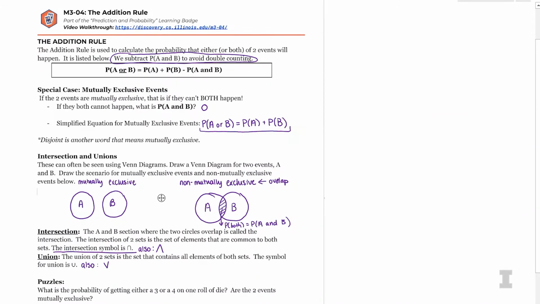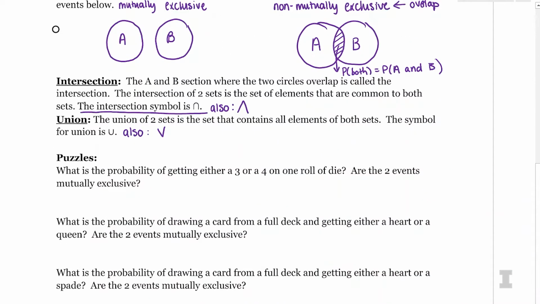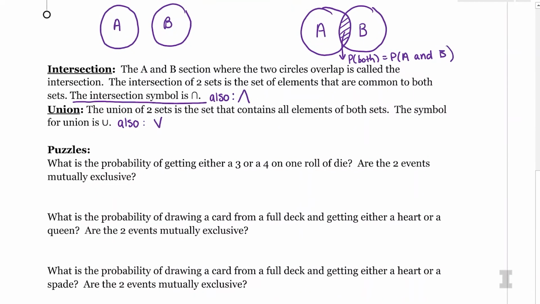So now that we know all about the addition rule and this idea of union and intersection, we can do our puzzles. So the first one says, what's the probability of getting a 3 or a 4 on one roll of a die? And then are the two events mutually exclusive? So let's think about the mutually exclusive part first. So here's a die for you, Wade. We want to roll once and look at the two events getting a 3 or a 4. So I could get a 3.